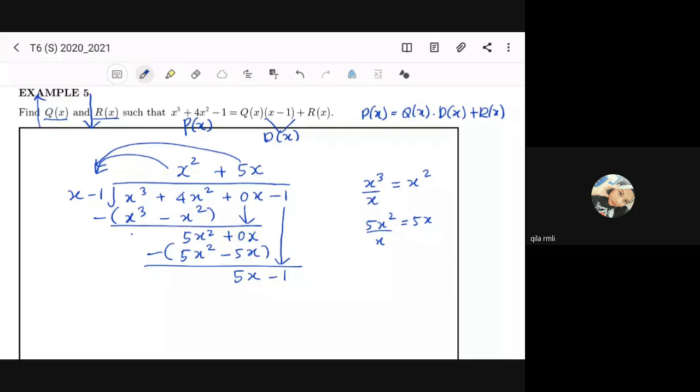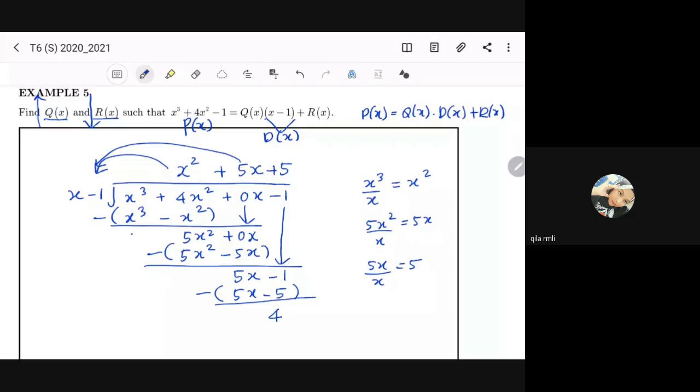So 5x over x equals 5. So write 5 on the top. Multiply by the divisor: 5x minus 5. We subtract and the remainder is 4.